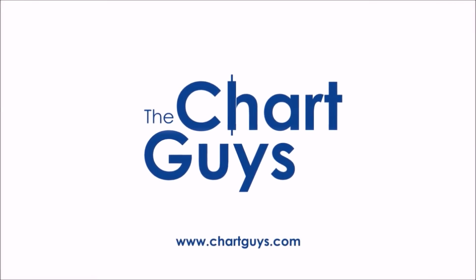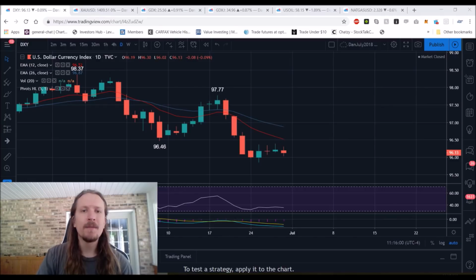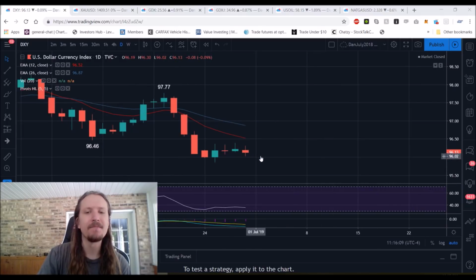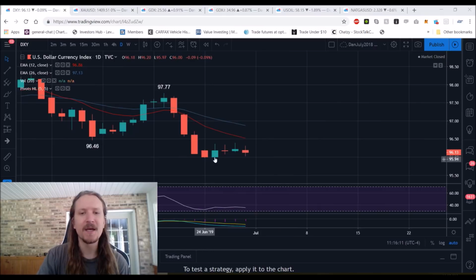Let's check out some charts. Commodities. Let's look at the dollar, gold, miners, oil, and natural gas. We'll start with the dollar. So the dollar on the daily time frame, you could definitely still consider this a bear flag, considering the size of the dump and the size of the bounce.